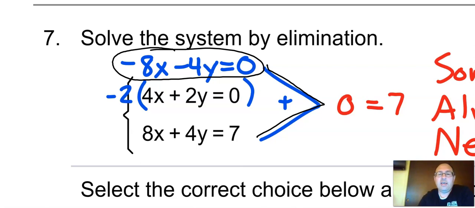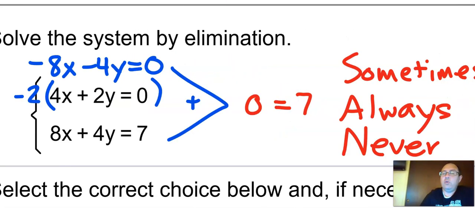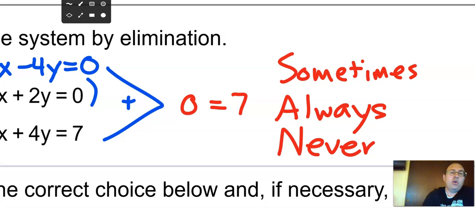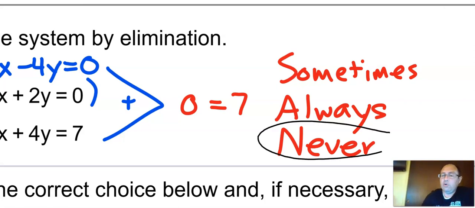Now you notice that the x's got eliminated, but the y's also got eliminated. And then we ended up with 7 on the other side. So we're looking at a situation where we have to decide, is that sometimes true, always true, or never true? Of course, in this case, that's never true, so there is no solution.